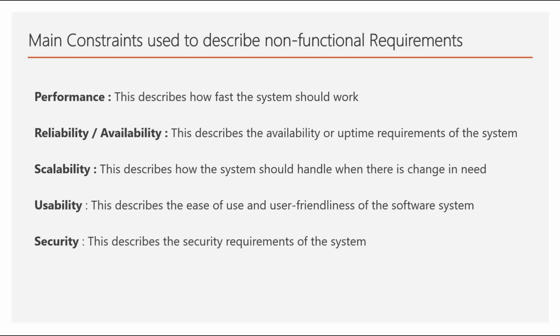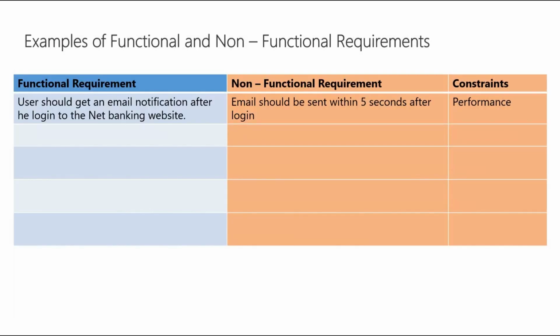Now, let us understand this clearly with examples. As you can see, in the first column, I have written functional requirement. In the second column, I have written the non-functional requirement. And in the third column, I have written the constraint which is used to write the corresponding non-functional requirement.